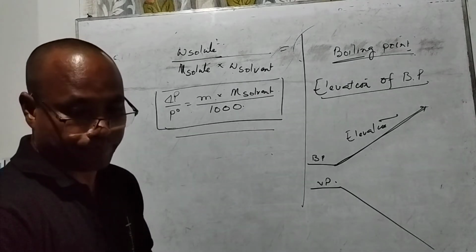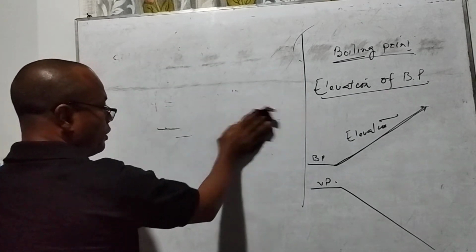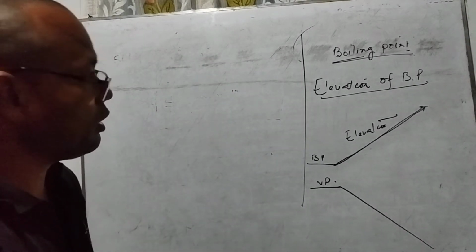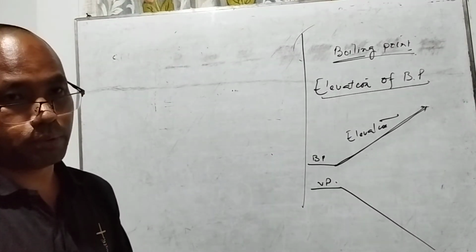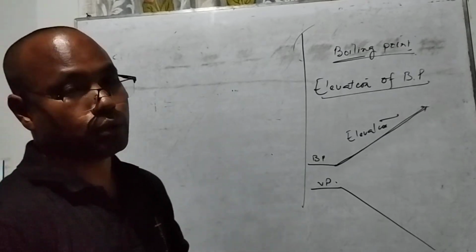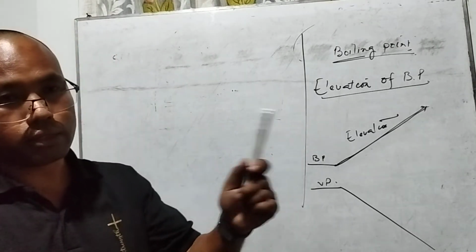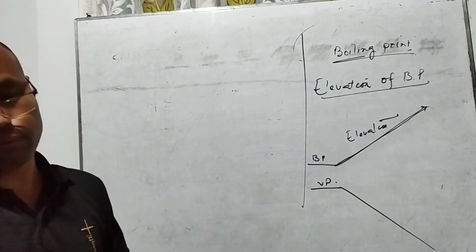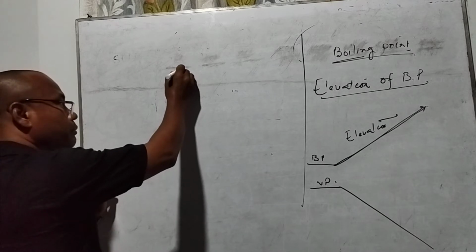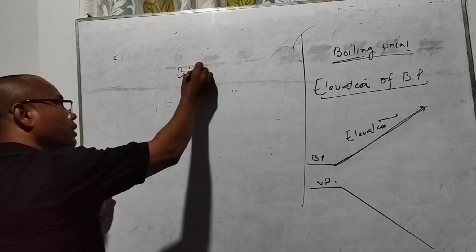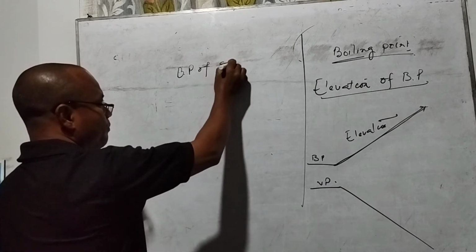So now, what do you mean by elevation of the boiling point? The elevation of the boiling point is also one of our colligative properties. Why is this elevation of boiling point a colligative property? Because it depends on what I just said before, right? Now let me consider the boiling point of our solution.